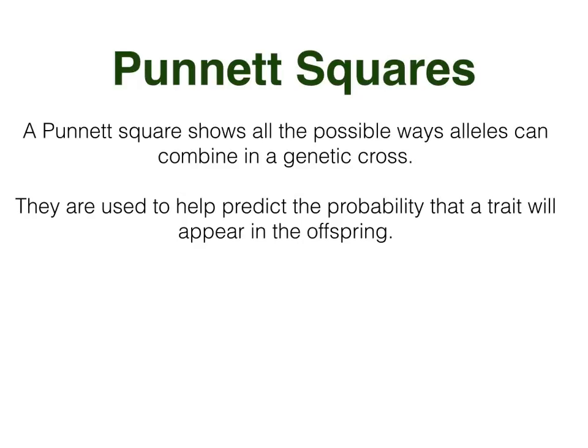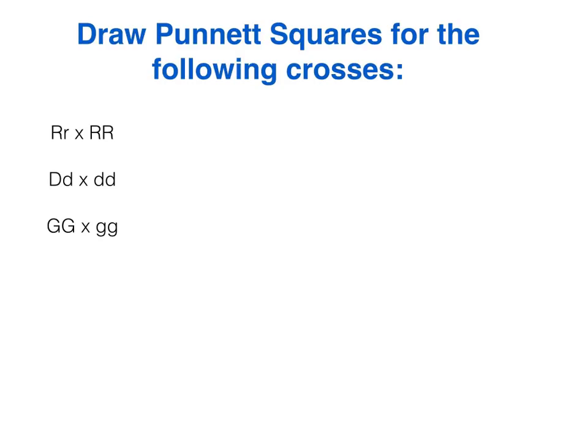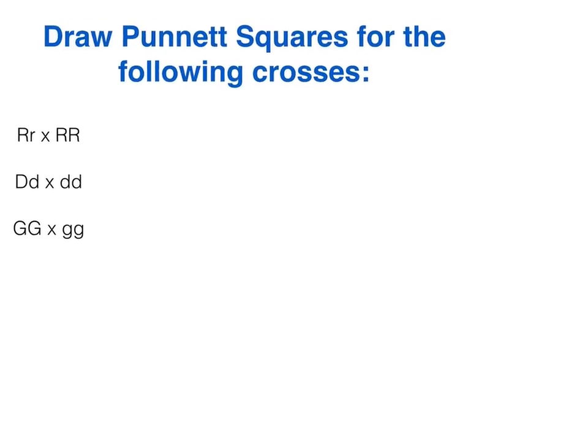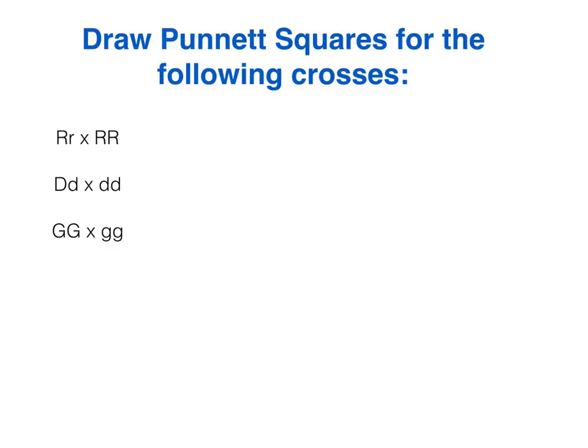Okay. So let's draw a couple of Punnett squares. I'm not going to do all of these. You have some in your notes that you can follow along with. If we're going to draw a Punnett square to help us chart out all the possible ways alleles can combine in a genetic cross, the first thing you're going to want to do is to draw your square. Once you have this square drawn, the general rule of thumb is that the male's parents are written along the top and the females are along the side.